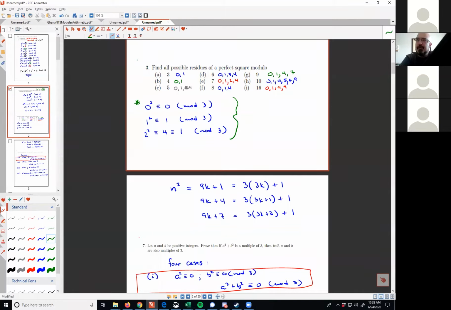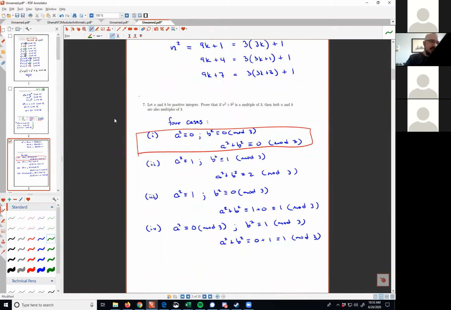Yes, and we have to refer back to this casework where we squared all the residues modulo 3, and the only one that works is 0. 0 squared is 0 modulo 3, so any perfect square that is a multiple of 3 is the square of an integer that was a multiple of 3. I guess we could do that with divisibility also. I guess we don't really need modular arithmetic for that step. But yeah, this is how we can be restrictive, or make use of the restrictive residues of perfect squares.